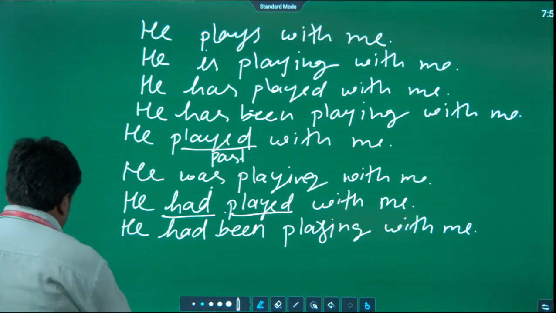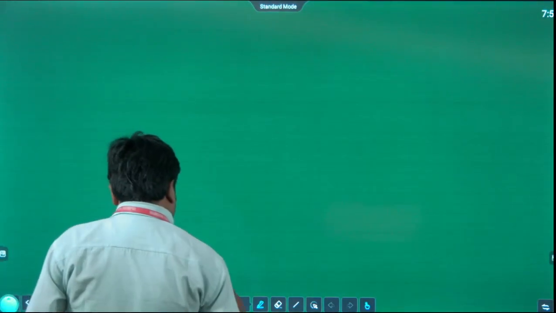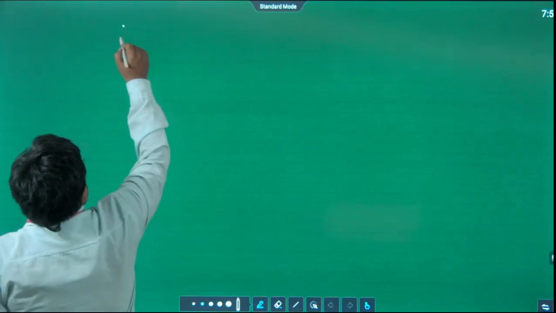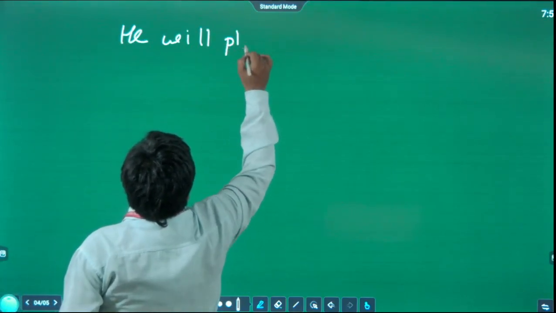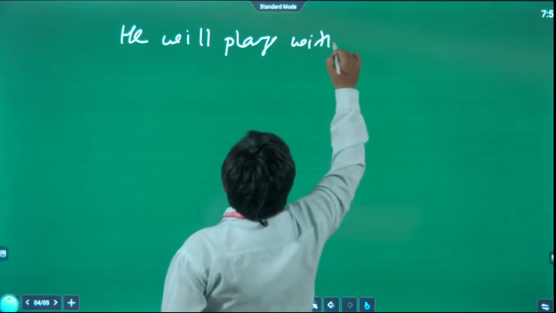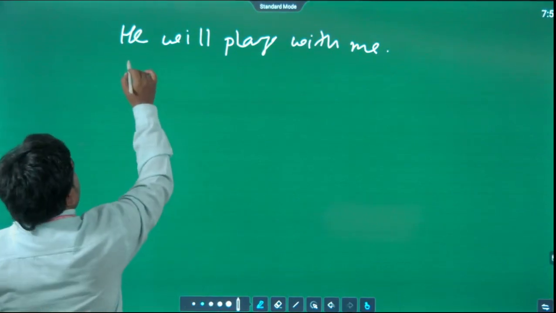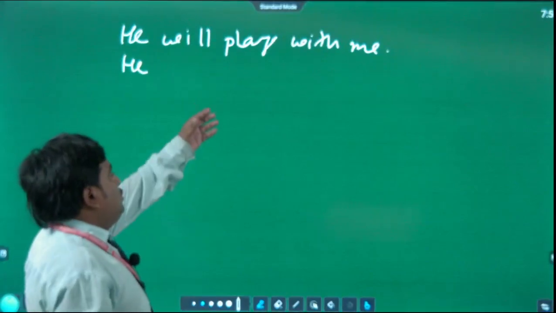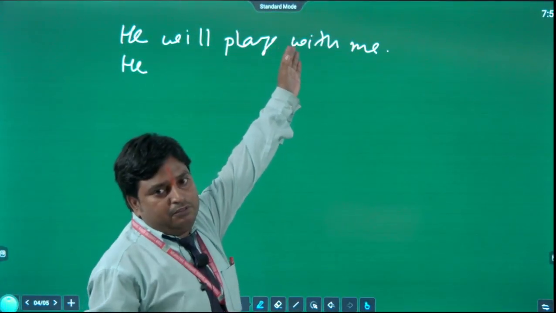Here the next, he will play with me. He will play with me. Here in the future tense we use helping verb will or shall and the first form of the verb.